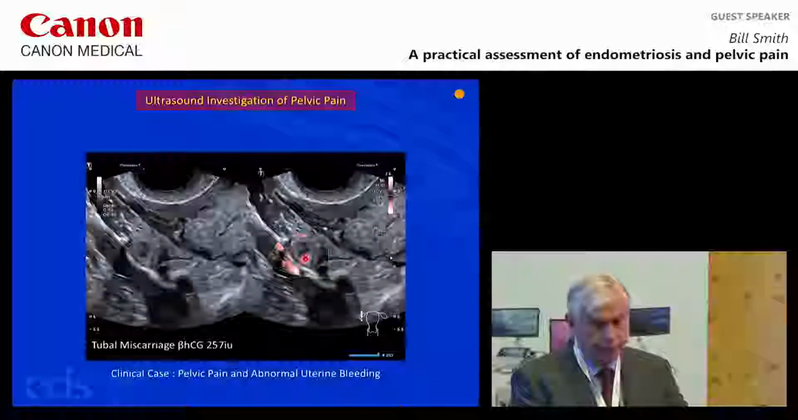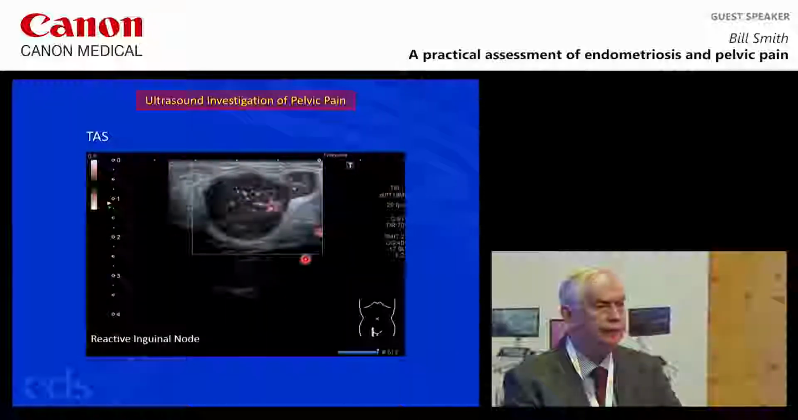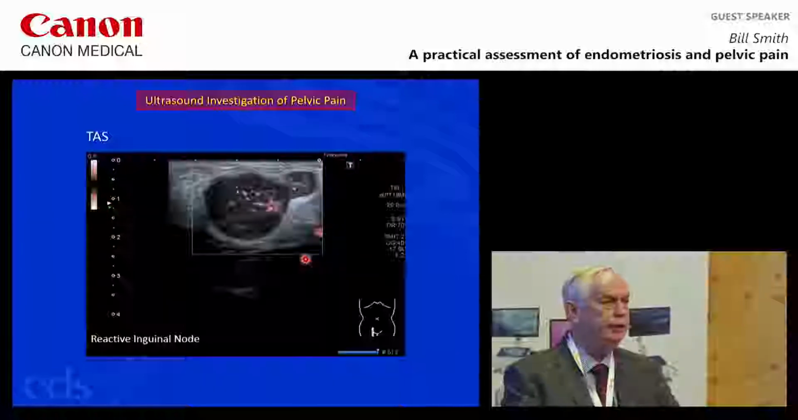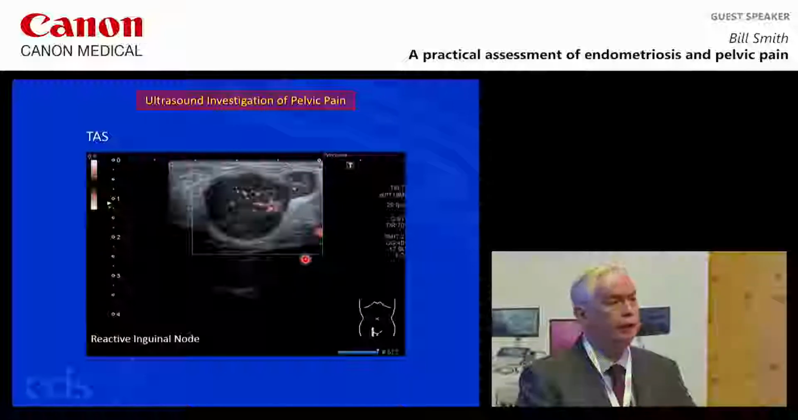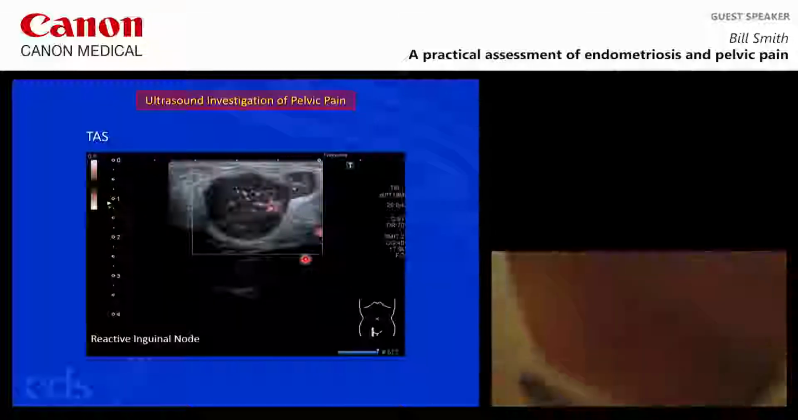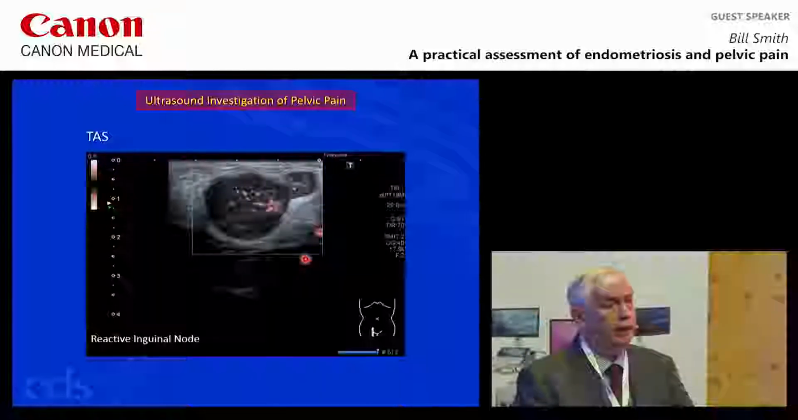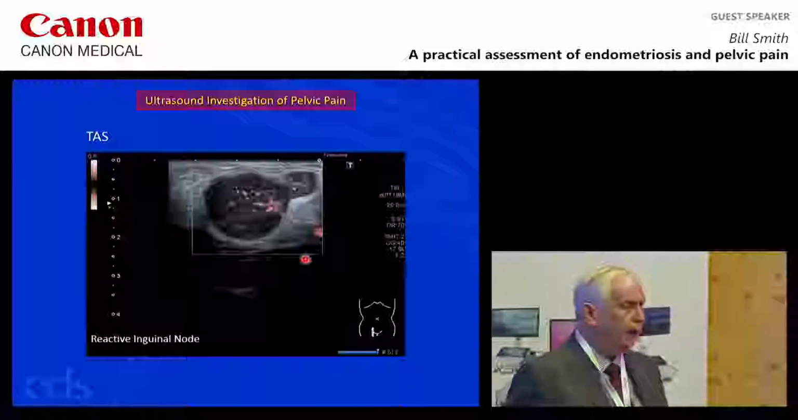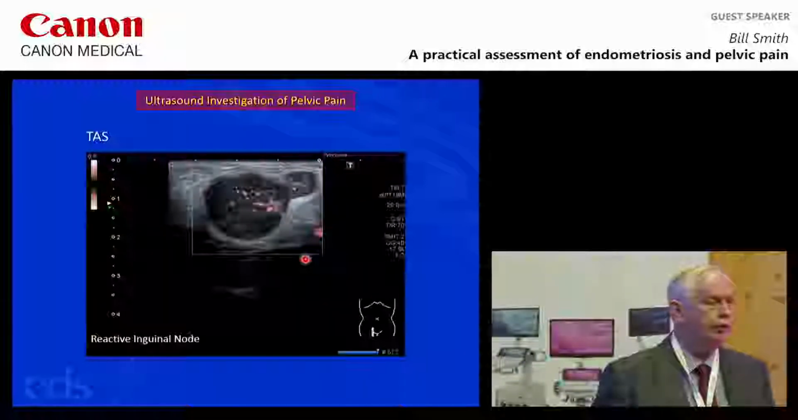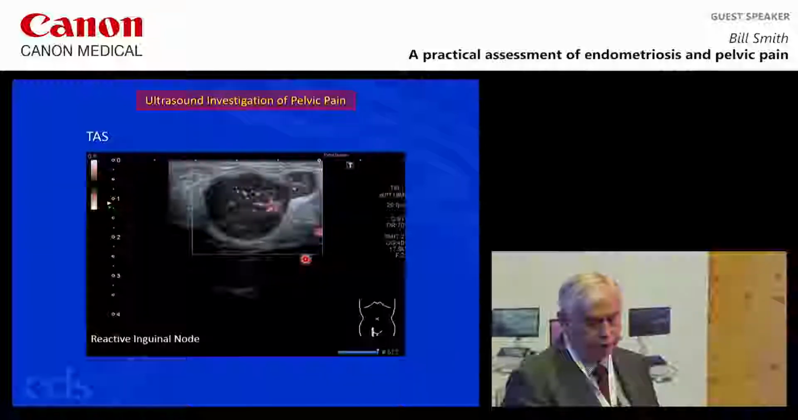And finally, in this group, here's a lady presenting with right iliac fossa pain. The uterus and ovaries are okay, but there's a reactive inguinal node using transabdominal scanning. In fact, we're probably using the breast probe there. That was secondary to a bowel cancer. So just a few examples, showing you why we have to adopt this flexible approach if we're going to maximize the clinical information that we can pass on to the referring clinician.